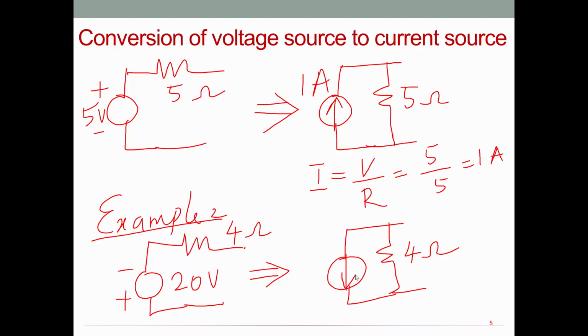What is the current here? Your current I is equal to V by R. V is 20 by R 4, so 5 amps. We put 5 amps here, but now in the downward direction because positive polarity is downward.